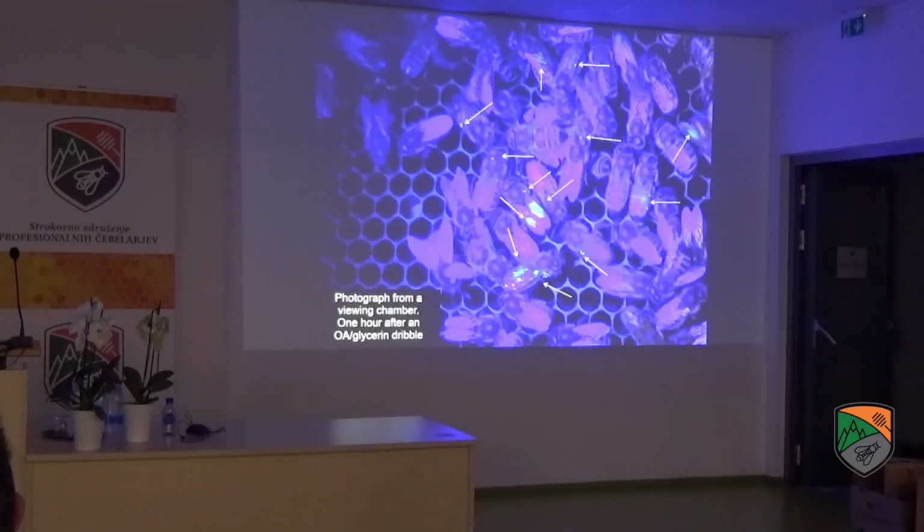So this is 1 hour again after oxalic acid dissolved in a water and glycerin solution. And so this bee got a fair amount on its wings right there. That one's got a good dose on there. And then a little bit glowing on here. Again, very uneven distribution with the dribble method with either sugar or glycerin on the bees, okay?